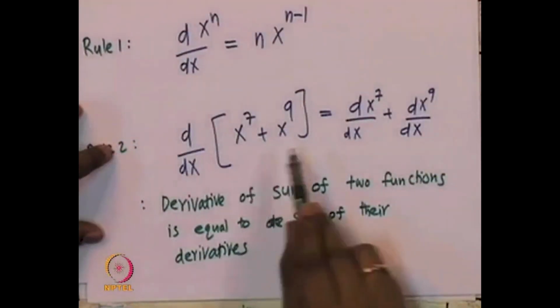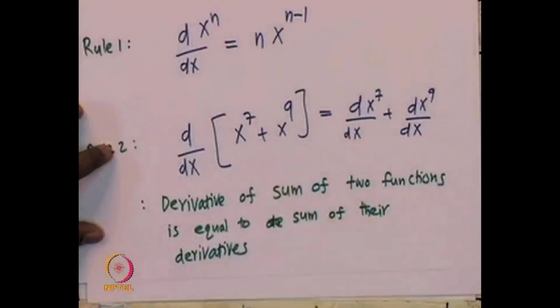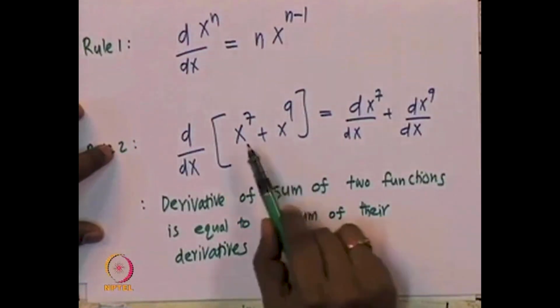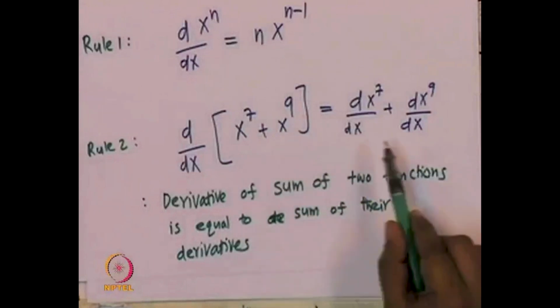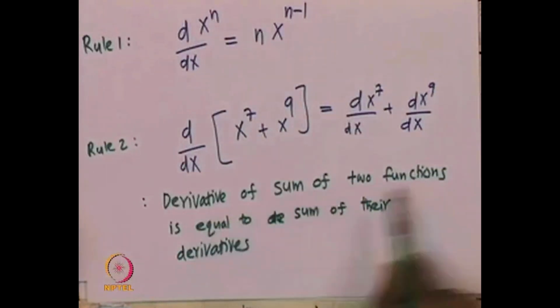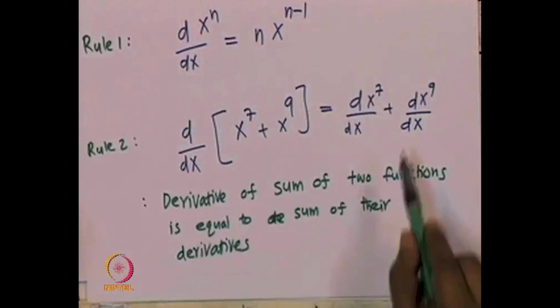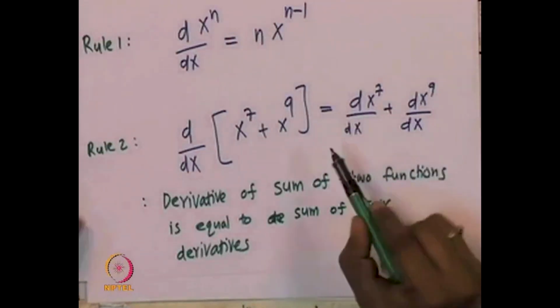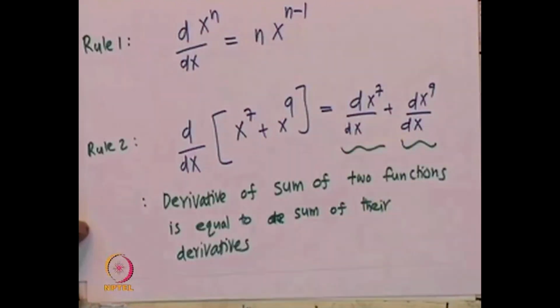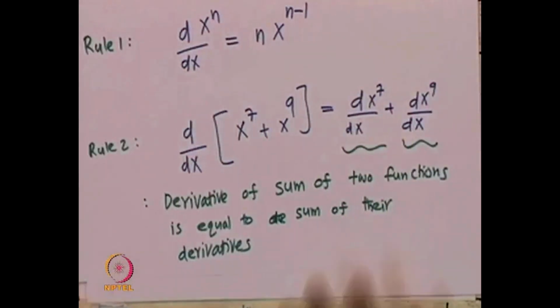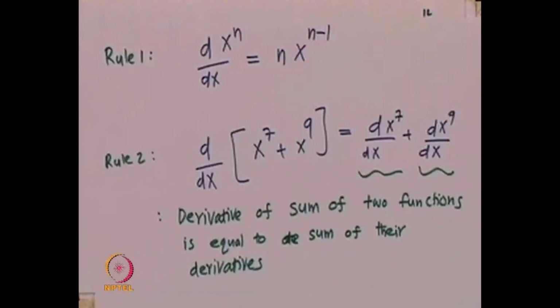So, for the sum of two functions, x power 7 and x power 9, those are two functions. If we want to find the derivative of this sum, we can take the derivatives of these individual functions separately and sum them. So, the derivative of the sum of two functions is equal to the sum of their derivatives. This is the first derivative, this is the second derivative, and the sum of these two gives you the answer. If we know these two things, this is enough for us to learn many things. So, we will go ahead and see a few things.